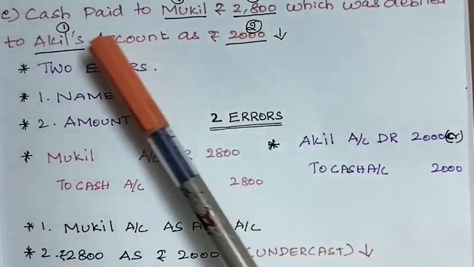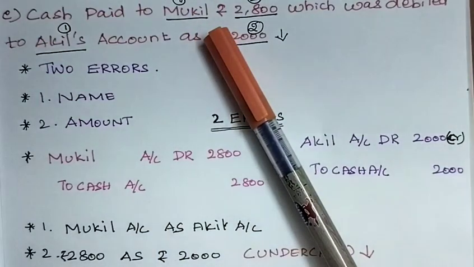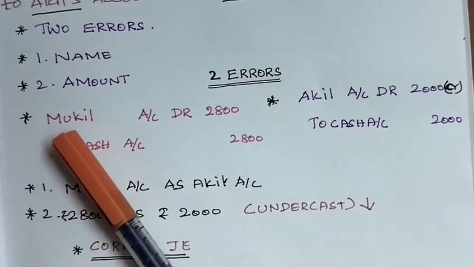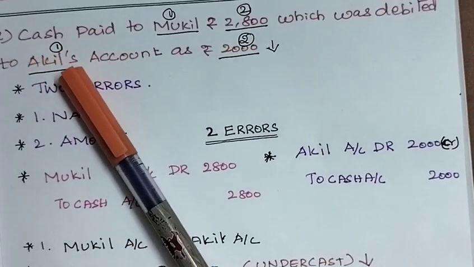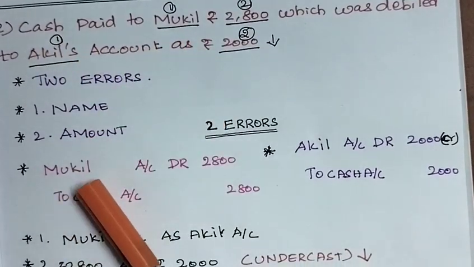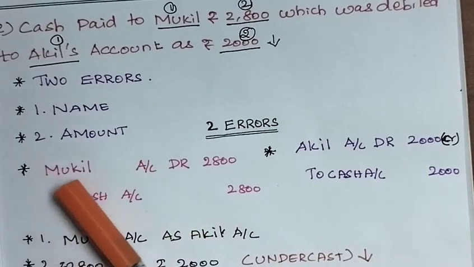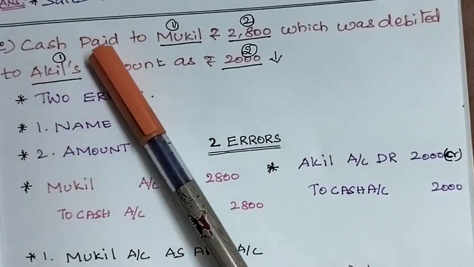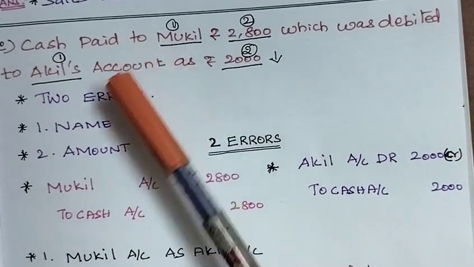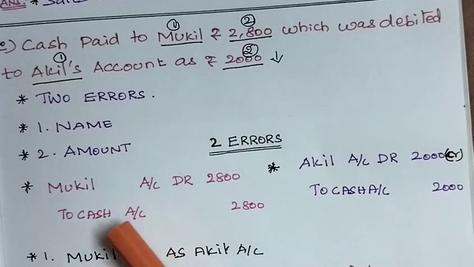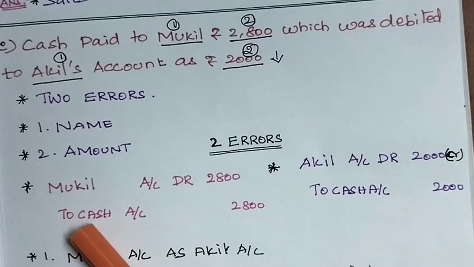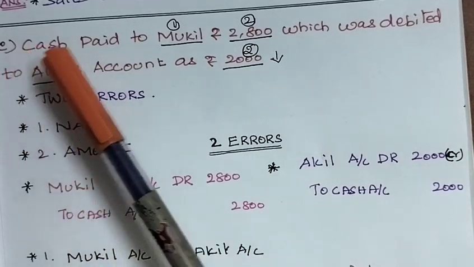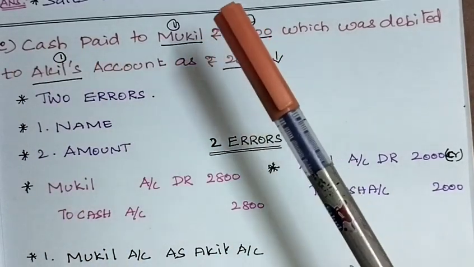Okay, listen, cash paid to Mukil. So what is the journal entry? Mukil is the receiver. Cash paid to Mukil means Mukil is the receiver, so debit the receiver. Mukil account debit 2800 rupees. Cash goes out from your business, so the cash account decreases and is to be credited. So to cash account 2800 rupees. So the journal entry is cash paid to Mukil 2800.